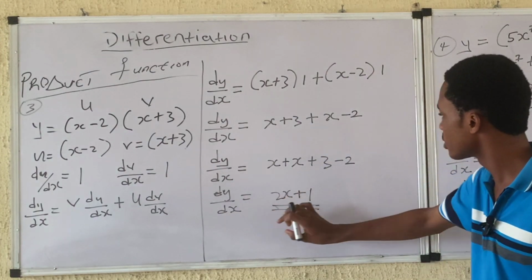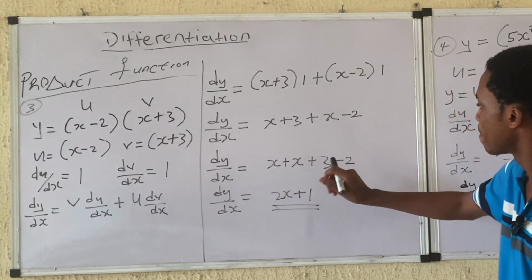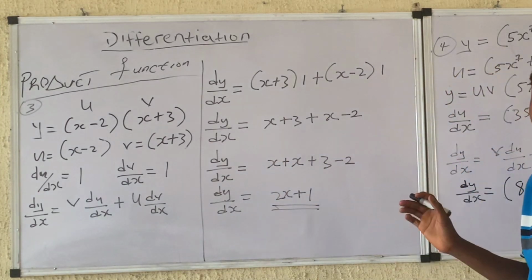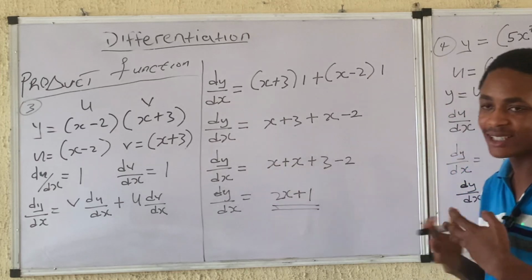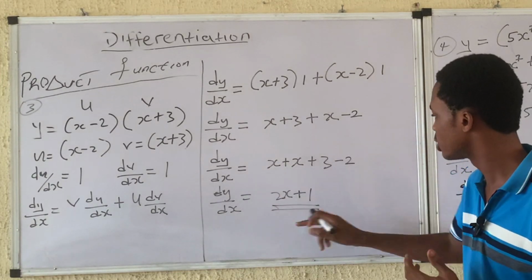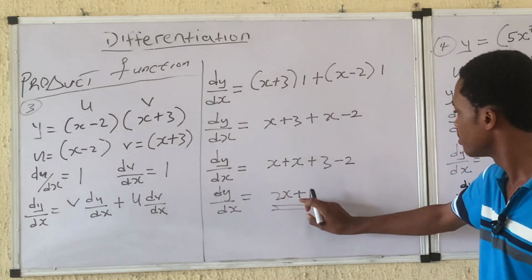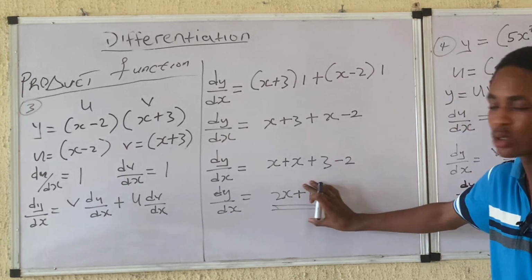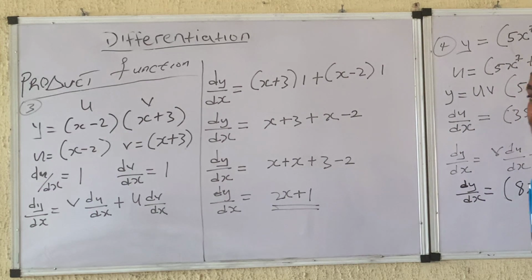dy/dx equals, remember, the x at the side of each is a coefficient of 1. So adding the coefficients together, 1 plus 1 gives you 2. So that's how I got 2x here. Plus 3 minus 2 will give you 1. So this is the answer for this question.